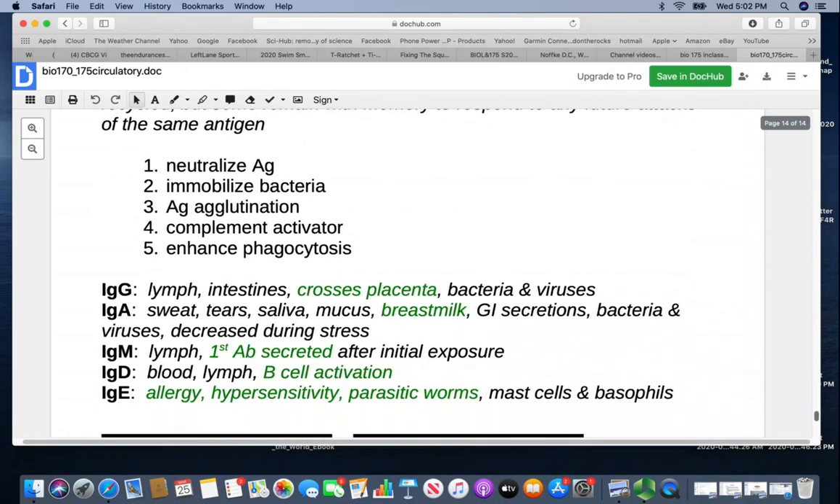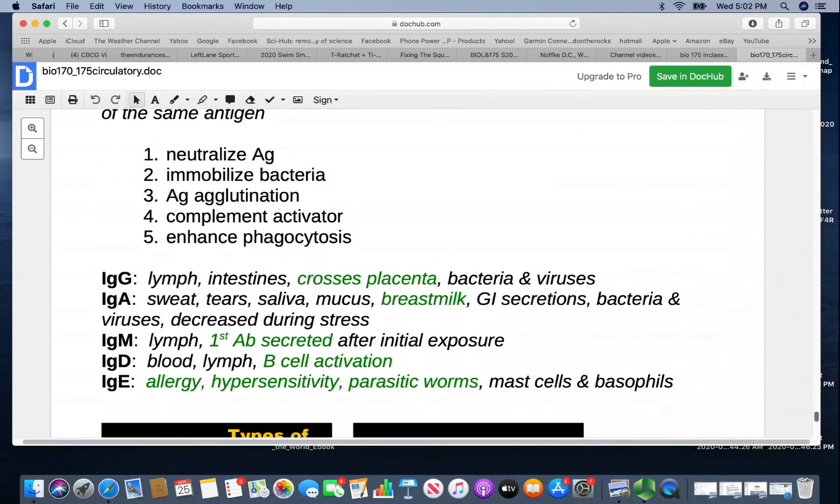So for antibodies, we have different categories. Your IgG, this is present in the lymph and the intestines. It's able to cross the placenta. This is due to its small size. It's active against bacteria and viruses. By being able to cross the placenta, this will give some protection to a newborn baby.